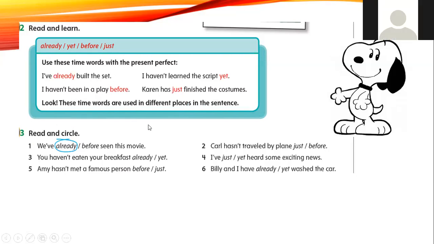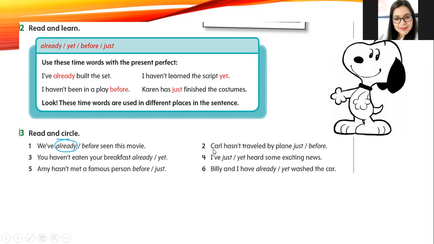Okay. We will have more presentation about this because we need to make more practice with already, yet, before, and just. So don't worry. Next week, we will keep practicing these time words, okay? So let's see part 3. Read and circle. We have already seen this movie. Okay, we have already seen this movie.